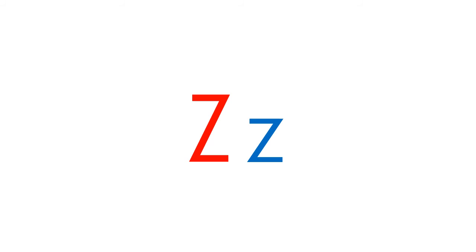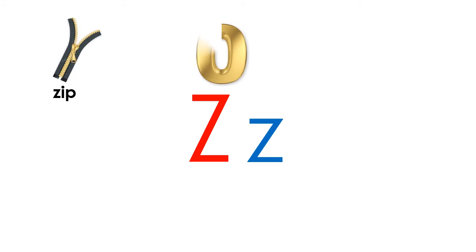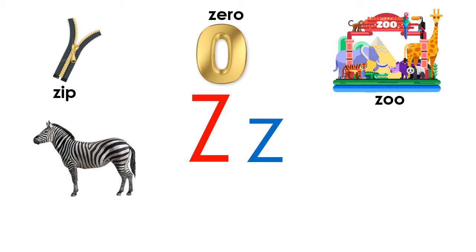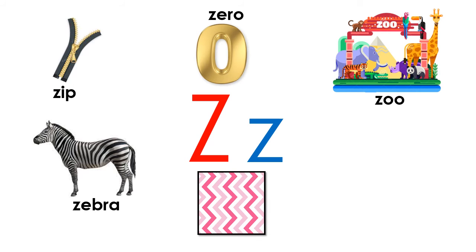Next, we'll see what are the pictures that begin with letter Z. Please repeat loudly after me. Z for zip. Z for zero. Z for zoo. Z for zebra. Z for zigzag.